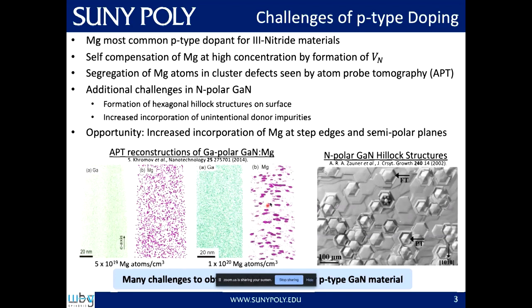However, at higher magnesium concentrations past the solid solubility limit of magnesium in GaN, you form these cluster defects, and the magnesium in those clusters is not electrically active. There are additional challenges using the nitrogen polar orientation of GaN, in that you commonly form these hexagonal hillock structures, which have semipolar sidewalls, as well as an increased incorporation of unintentional donor impurities like oxygen. However, these hillock structures provide us an opportunity, as studies have shown that there's an increased magnesium incorporation in the step edges and semipolar planes, which our hillock structures have.